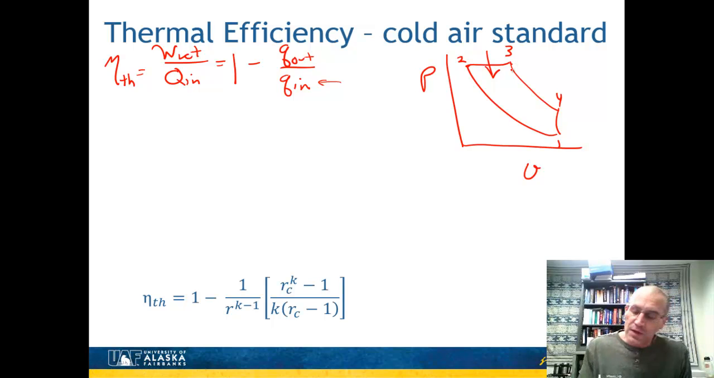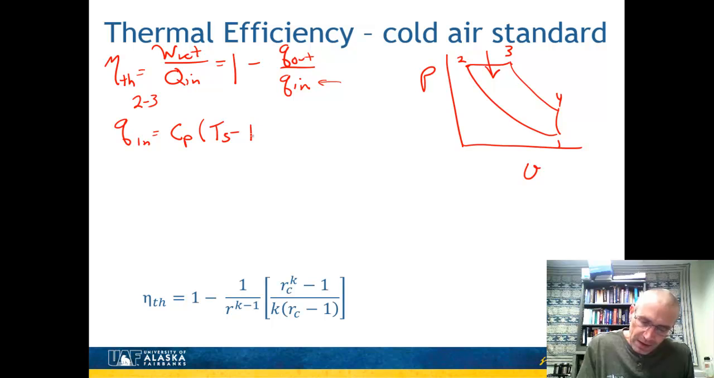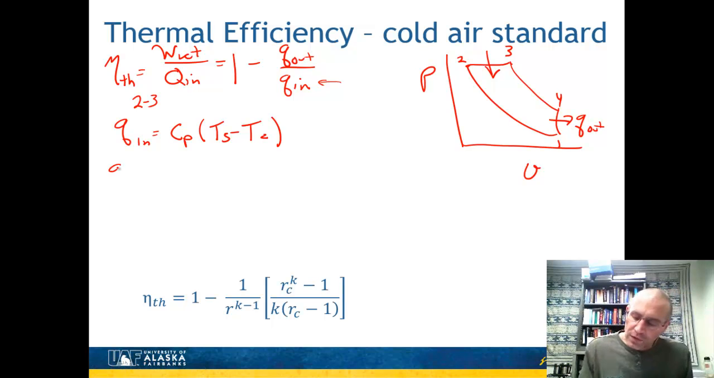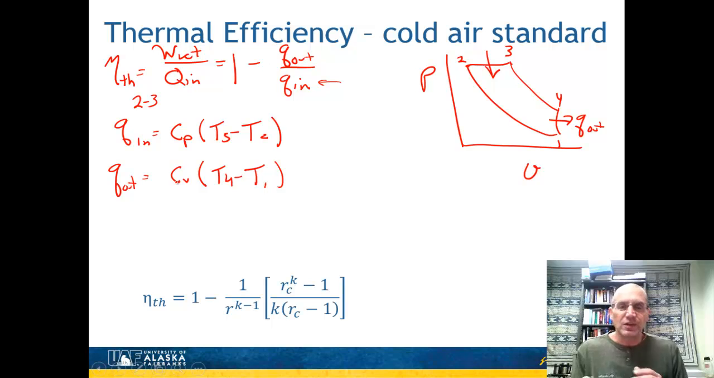Well, now this is at a constant pressure. And so Q in, which is the step from 2 to 3, is actually going to be Cp (T3 minus T2). Okay. Now here's the Q out step, 4 to 1, and so Q out, similar to the Otto cycle, is going to be Cv (T4 minus T1). And so we have a Cp and a Cv, and so that kind of changes the efficiency equation somewhat.